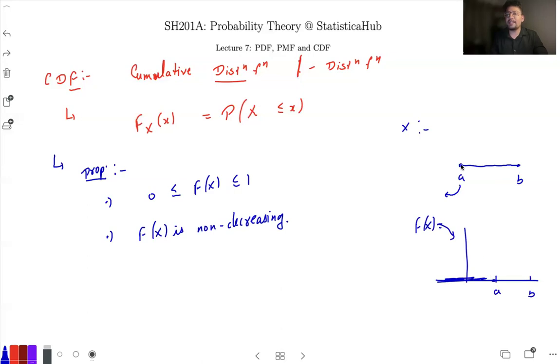Now at A, there will be some probability. So the probability will be added up and it will be something like this. It will attain a maximum of 1, then it will remain constant. So it will always be non-decreasing. It can't decrease, it can remain constant.